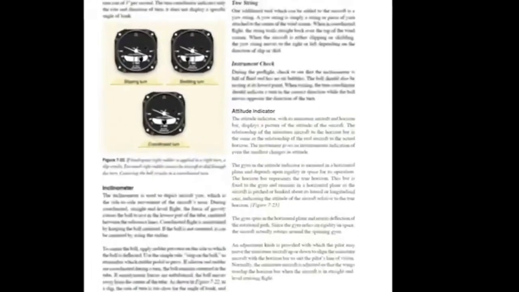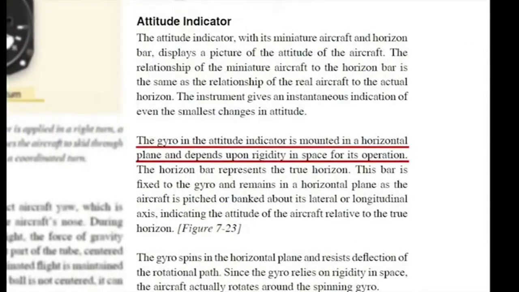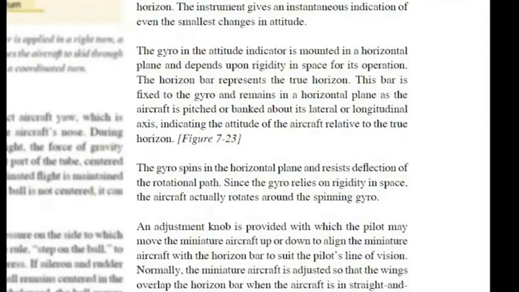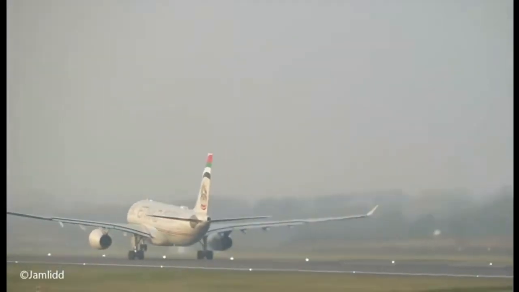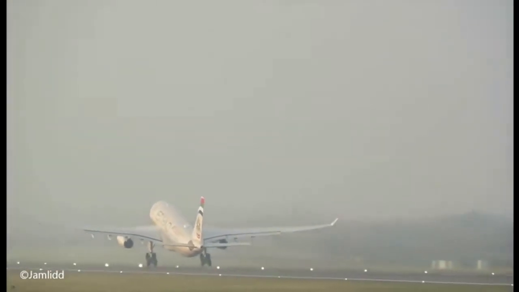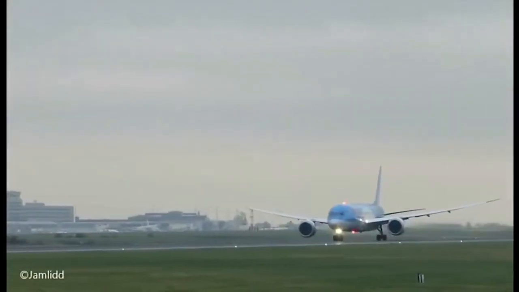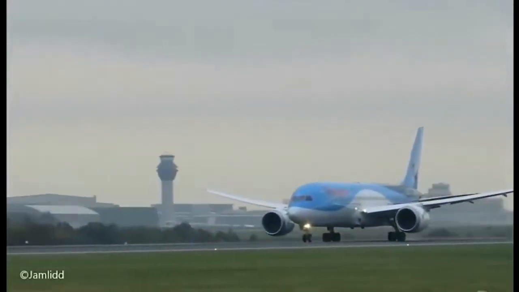Another excerpt from the Pilot's Handbook states, "The gyro is mounted in a horizontal plane, and depends upon rigidity in space for its operation. The aircraft actually rotates around the spinning gyro." Now that we have a fundamental understanding of how the gyroscope and attitude indicator work, let's contemplate an intriguing and quite contradictory scenario. A scenario that occurs every single day during every single flight.